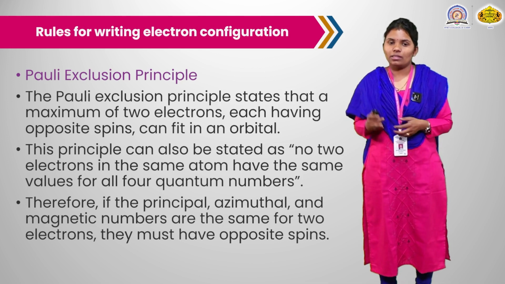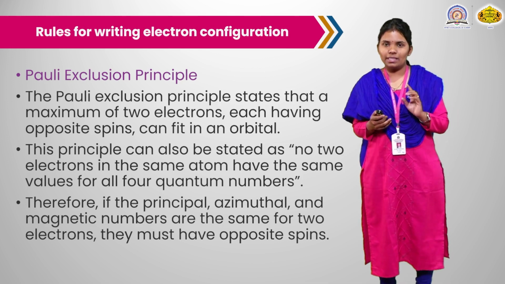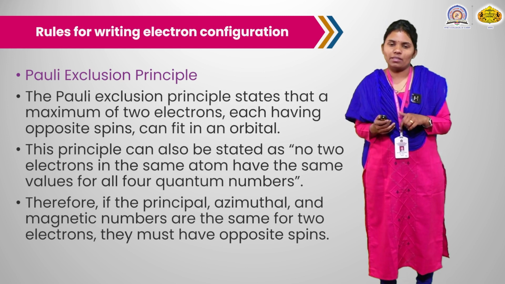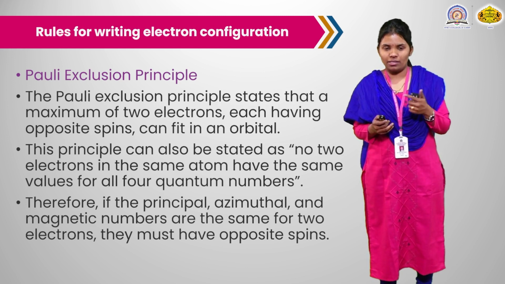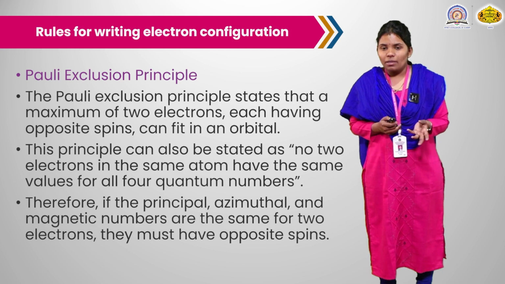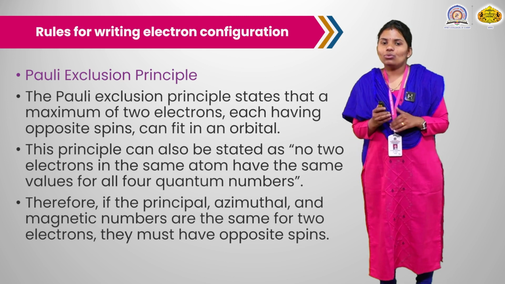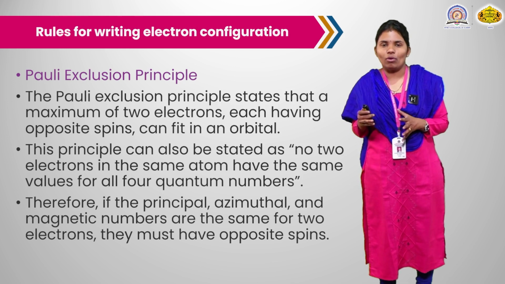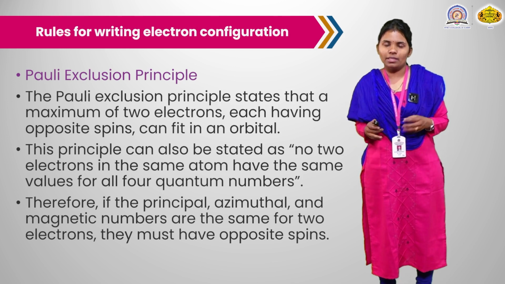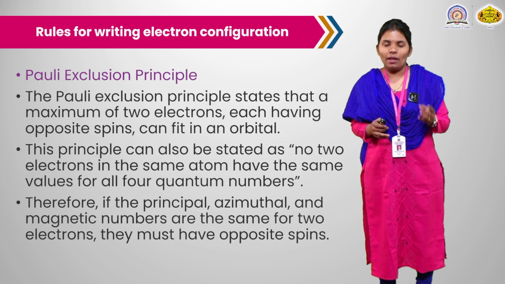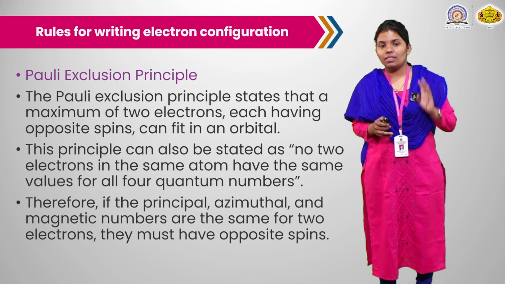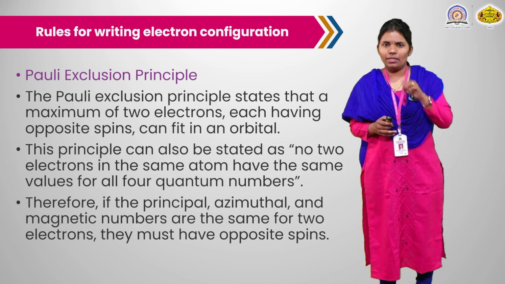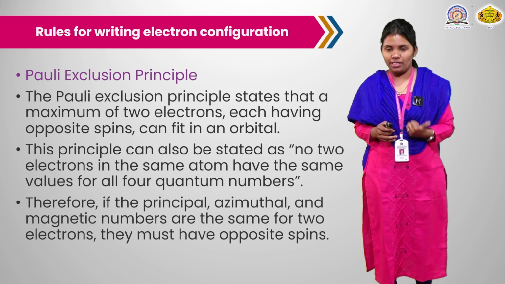But how? The spins should be opposite, that is plus half and minus half, one in an upward direction and the other in a downward direction. The principle can also be stated as: no 2 electrons in the same atom have the same values of all 4 quantum numbers. These 4 quantum numbers are the principal, azimuthal, magnetic and spin. We have already seen them in the previous lecture.